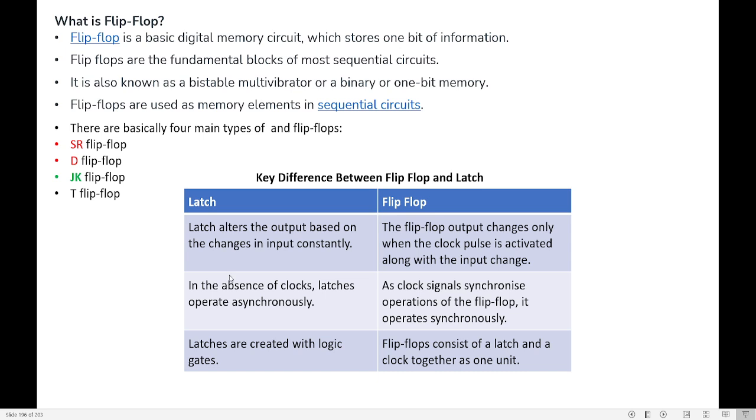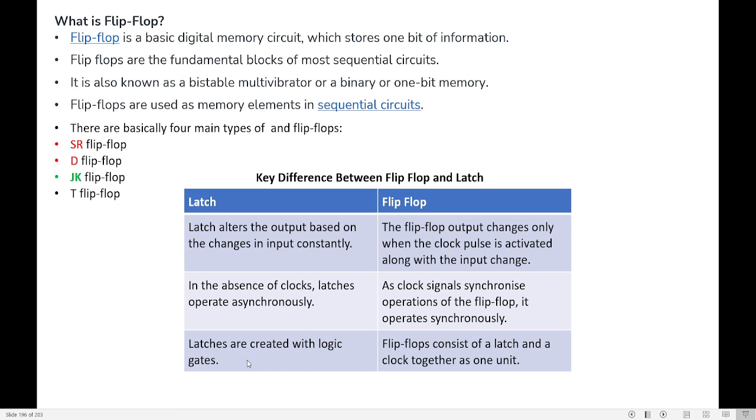Then what is the difference here? In latches, there is no clock. So since there is no clock, there is no synchronization. So it operates asynchronously. Whereas in flip-flop, you have clock signals. So it is used for synchronization. So it operates synchronously.